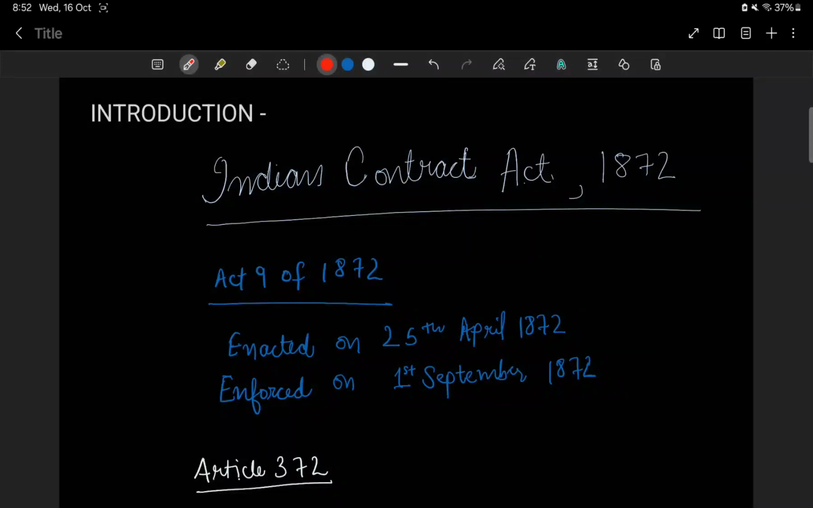Hello everyone. Today I'm going to start with the subject Indian Contract Act, and my main focus will be on the landmark judgments, the important judgments that you should know if you are in your law school or even if you are preparing for any other examination like CLAT or in fact for judiciary and other legal exams as well.